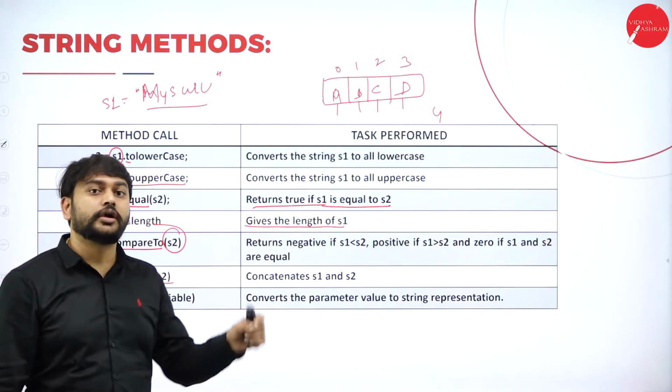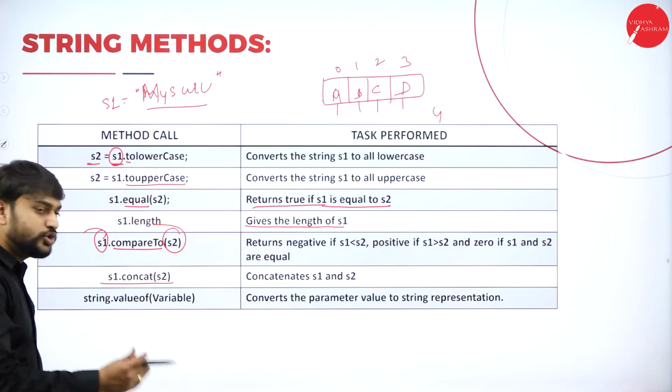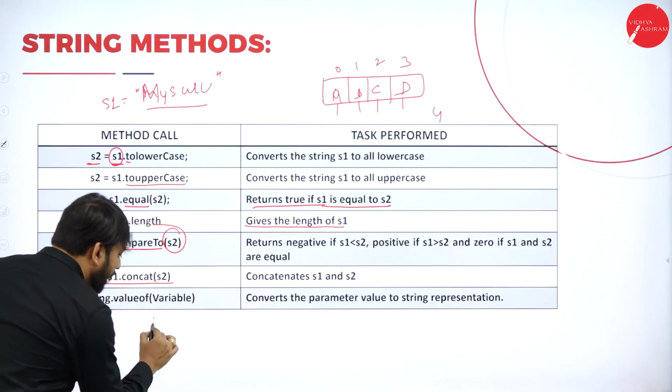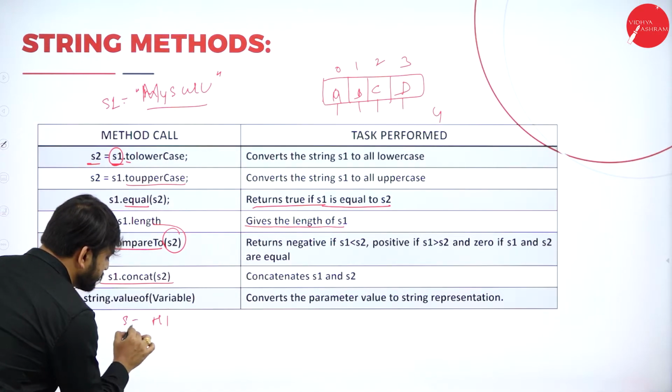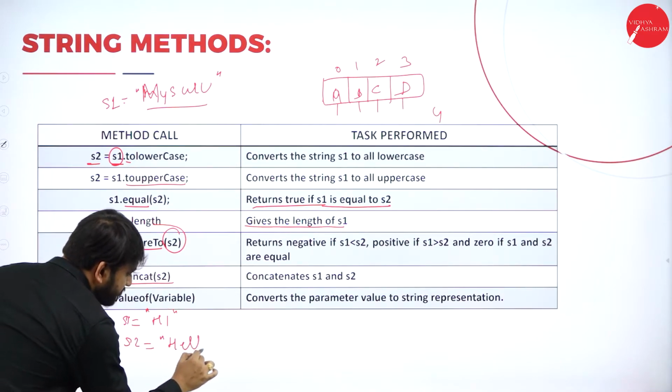So S1.concat(S2). Concatenation in the sense you are just adding. Say for example, I have S1. Okay, S1 is equal to "hi" within the quotes. S2 is equal to "hello". Okay, this is what I have.